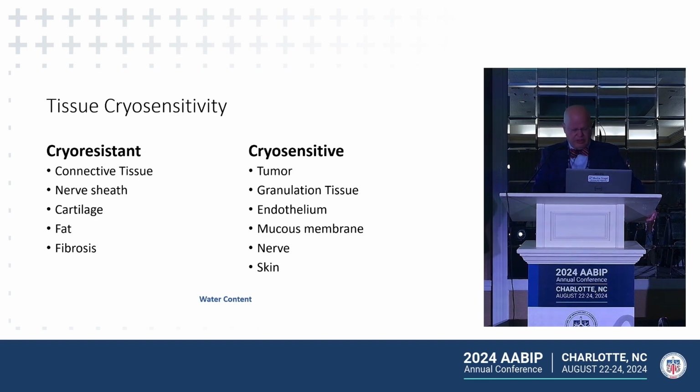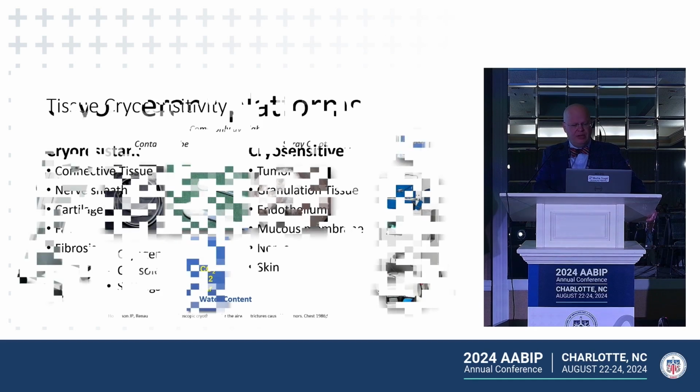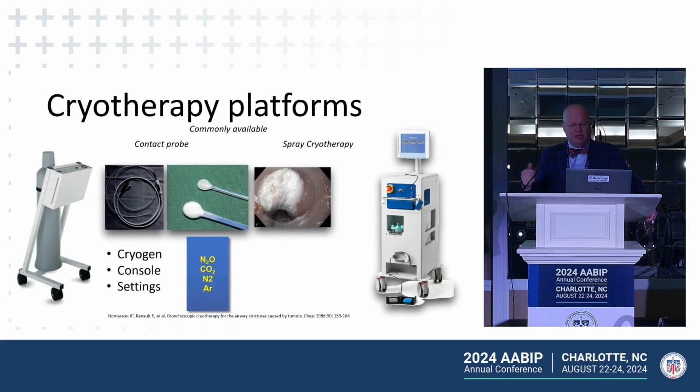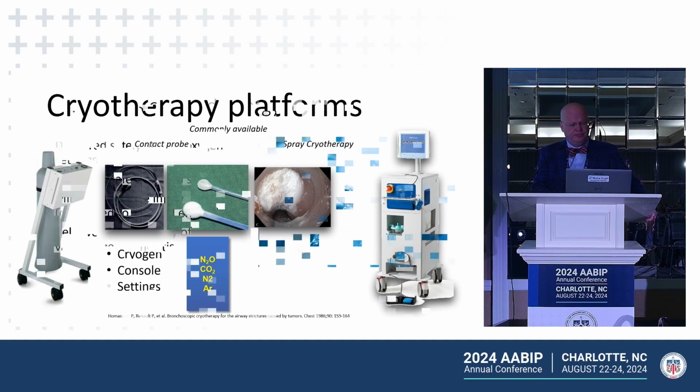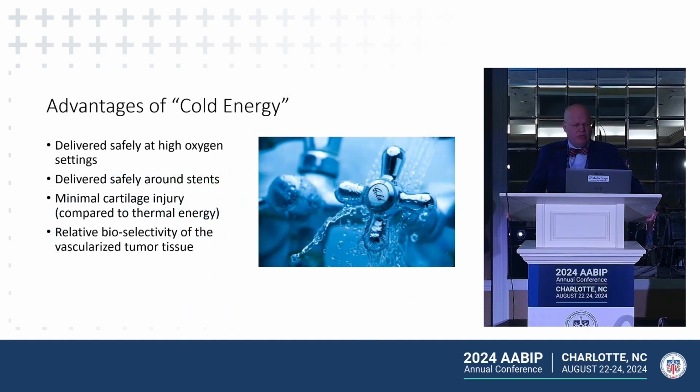We talked about that. So things that are cryosensitive: tumor, granulation tissue, et cetera. Two platforms are out there. The trūFreeze is on the right, which is a spray, and it uses liquid nitrogen as opposed to the probes, which use typically carbon dioxide or nitrous oxide. Cold, so you can deliver this at safe energy, or with high oxygen levels. You have to worry about a spark causing a flame.